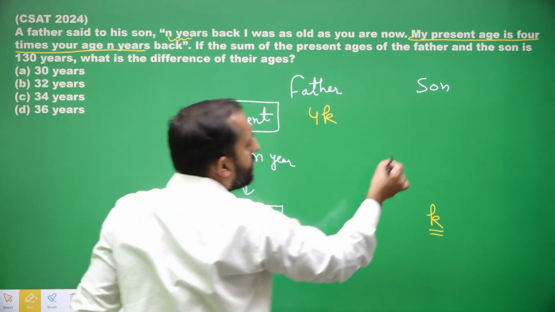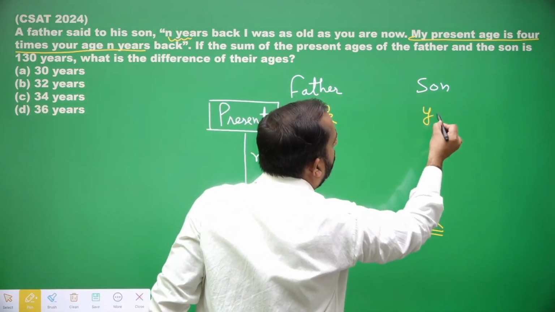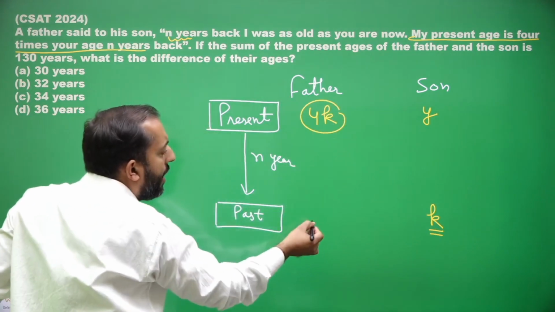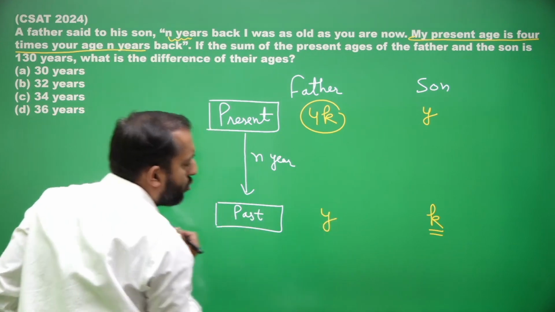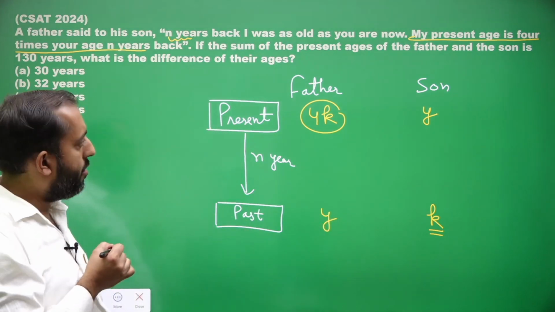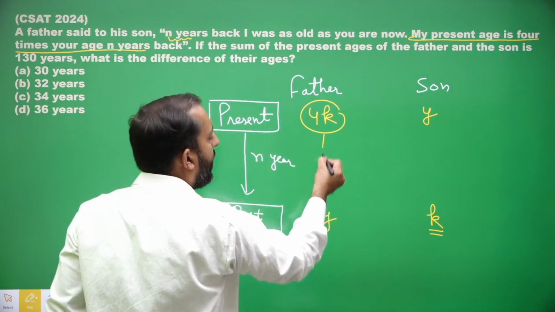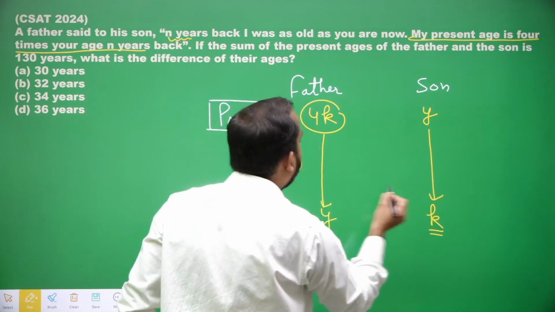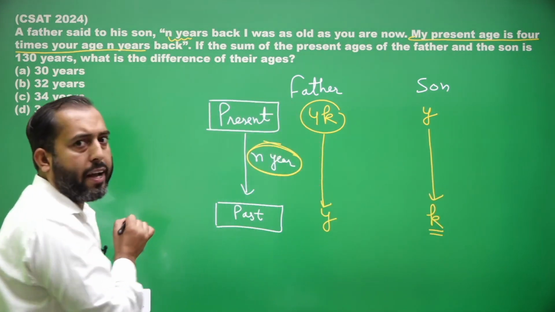And in statement number 1, the father says, "N years back I was as old as you are now." So let's say at present the son is y years old. So n years back, the father was also y years old. So from 4k to y, it's a gap of n years, and from y to k, it's a gap of n years.